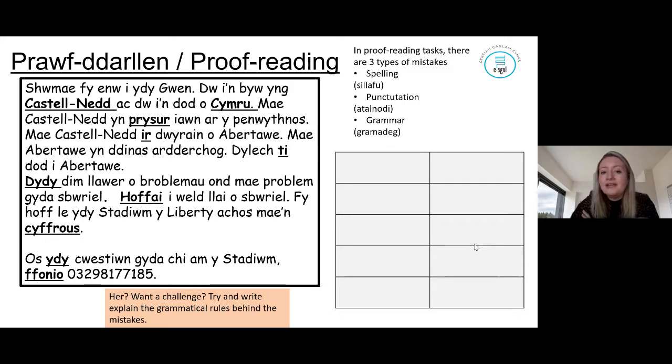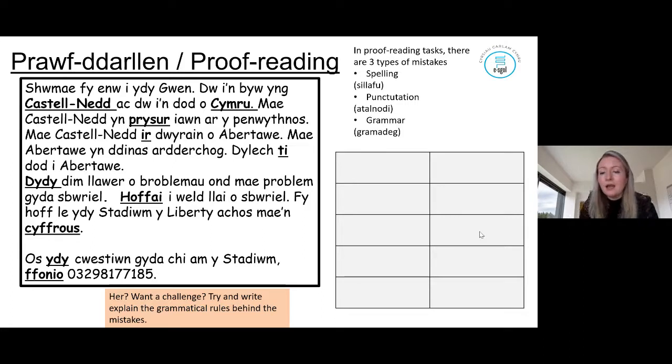Mae Abertawe yn ddinas ardderchog, dylech ti. Now, ech and ti don't match, so it should have been dylech chi. Now, some of you may have changed dylech ti, but be careful that you're only changing the word that is underlined. That is the word they want you to change, not the word before, okay? Dydy dim. Well, when we want to say there's not a lot of problems in Swansea, we say does dim, okay? There isn't lots of problems, or there aren't lots of problems. Hoffwn i is how you say hoffai i. So the ending there didn't quite match the person. And we had cyffrous, which turned to gyffrous, with the same thing again, your adjective causing your soft mutation.